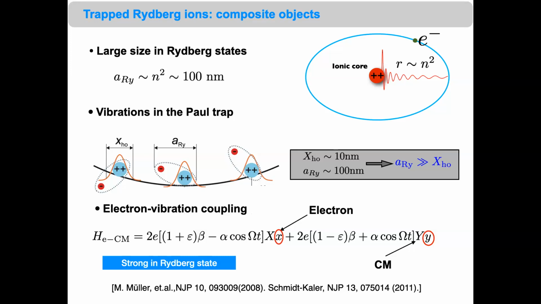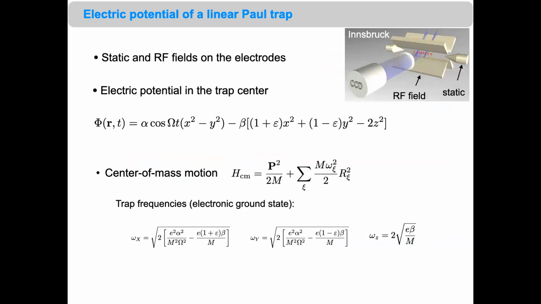So the electric potential that traps the ions itself also brings very strong electron vibrational coupling. Here is the shape of the coupling, where the capital letter denotes the coordinate of the ions, and the small letter denotes the electronic coordinate. And this is strong in the Rydberg states. Just to give you a little bit of detail, this is a typical image of a linear Paul trap.